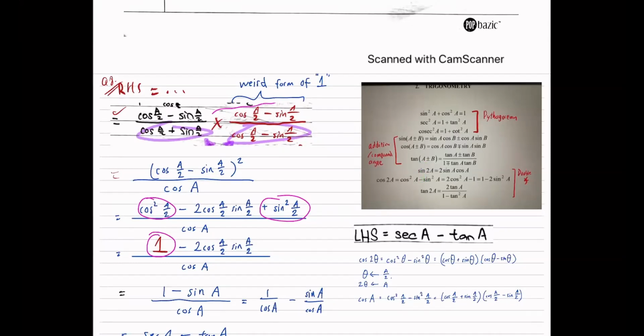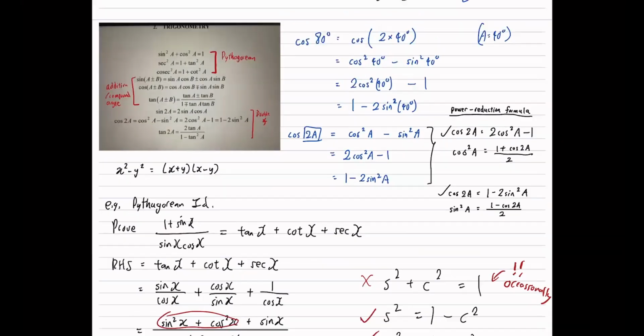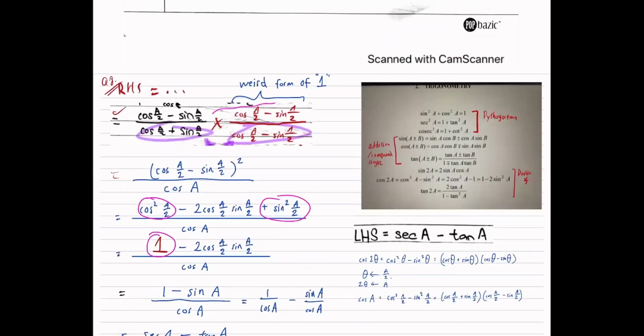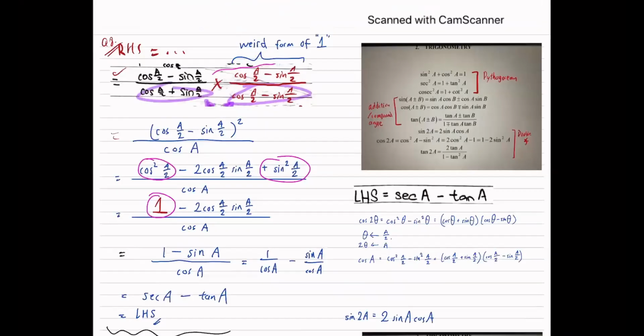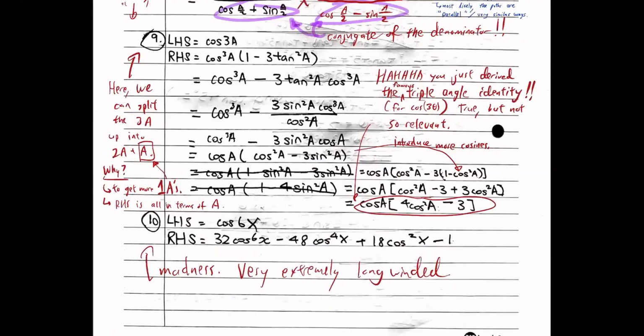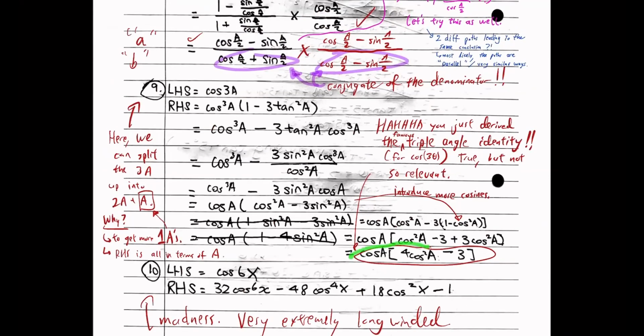Okay, question 8 done. Let's move on to question 9. Let's see your answer for question 9. Over here, you're very funny. You managed to derive a very famous identity here. It's 4 cos cube A minus 3 cosine A. This is the triple angle identity.